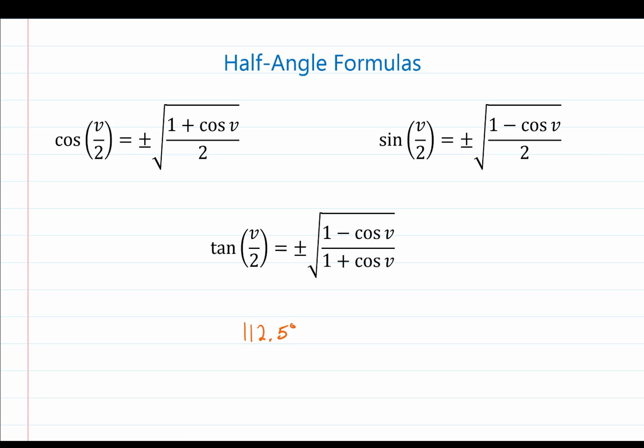But what we can do is let 112.5 degrees equal a half angle. So this is the half angle. And what we need to do then is find out what angle prior to dividing by 2 or finding half of that angle is equal to 112.5 degrees. To do that, we would multiply both sides by 2 and we would get a product of 225 degrees. And what we see is that 225 degrees is on the unit circle.